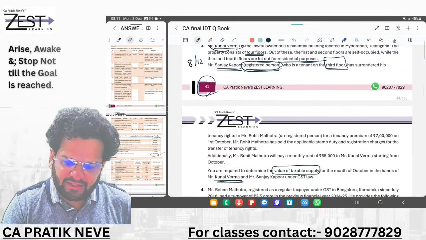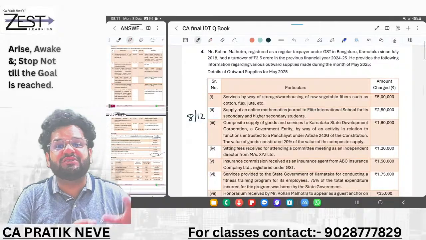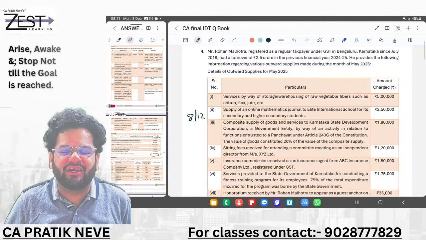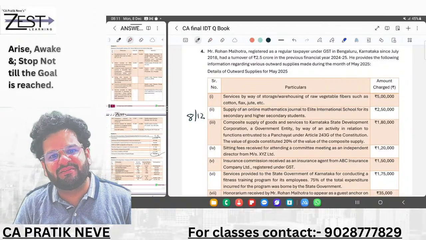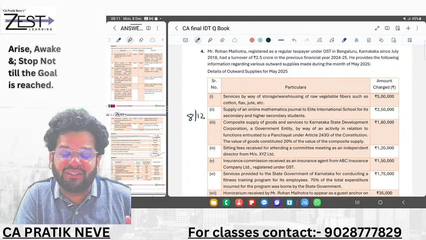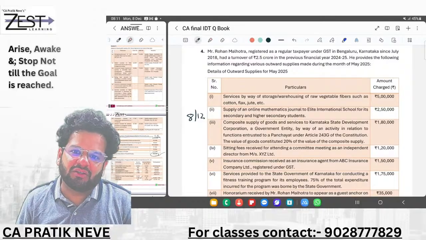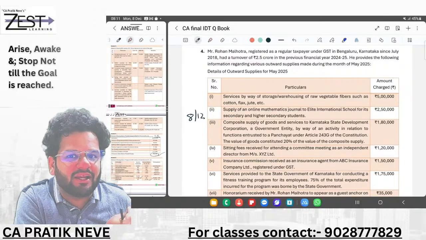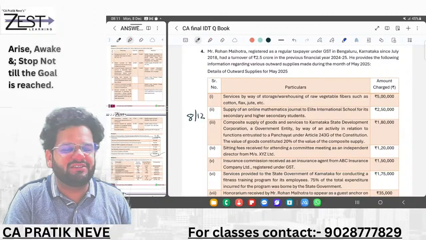So let's now go to question number 4. Question 4 is more tilted towards exemption. Of course, in value of supply there will be questions tilting towards exemption. How? Because whatever is exempt, you take its value as nil. Whatever is taxable, you consider its value.